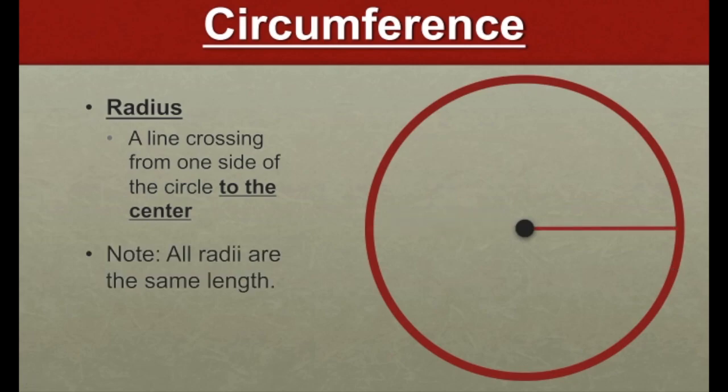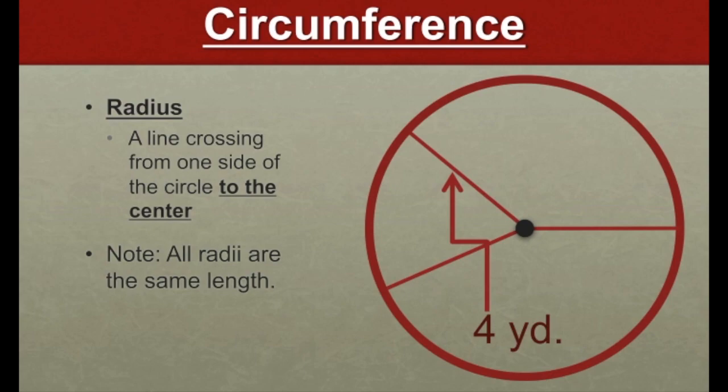And just like with the diameter, all radii, this word here, don't get fooled by it, this word is radii, it's just more than one radius. All radii are the same length. So, if this radius here is 4 yards, then this radius here is also 4 yards, and this radius here is also 4 yards. Again, doesn't matter how it looks, as long as there's a radius inside the same circle, it will be the same size as all of the other radii.